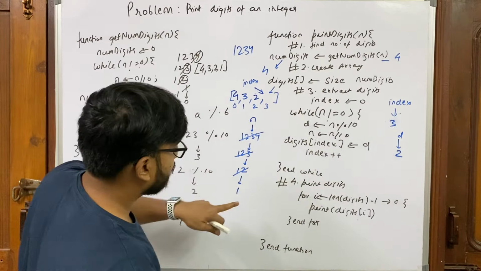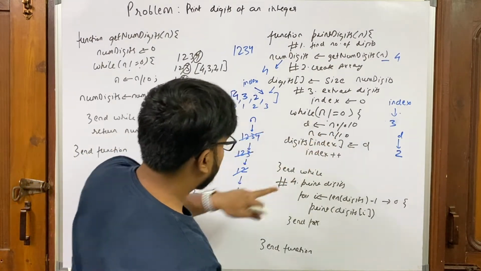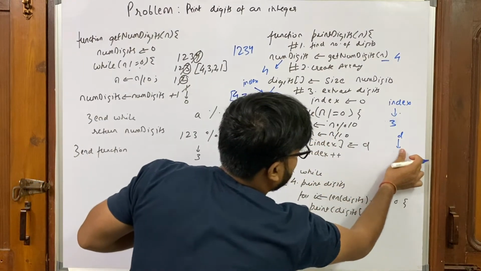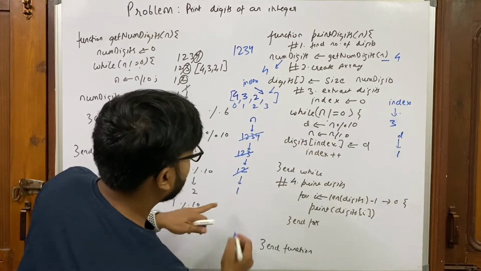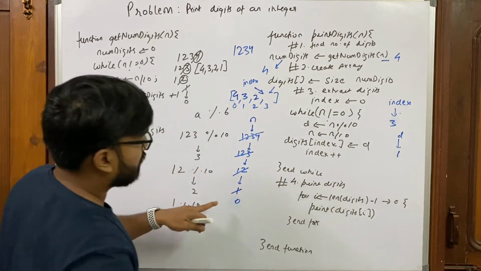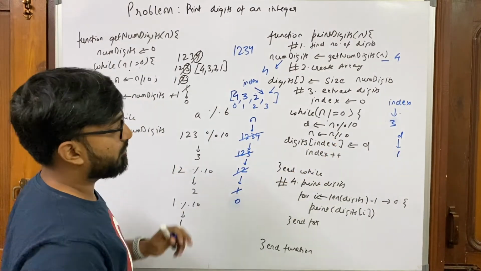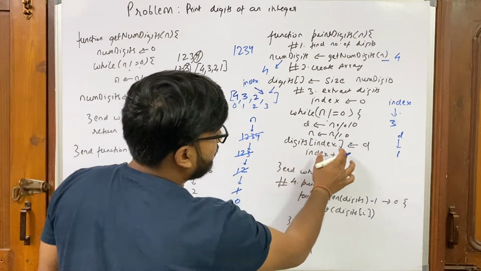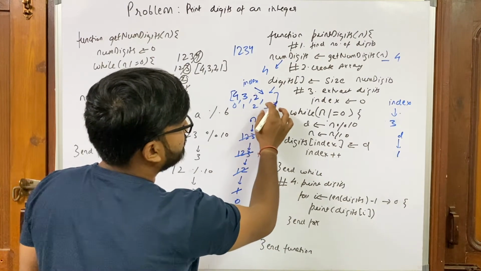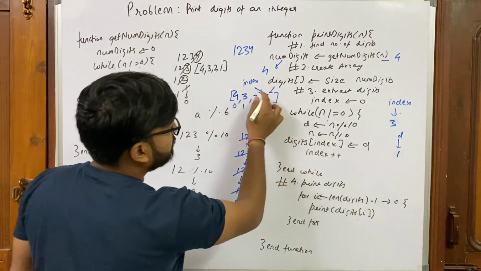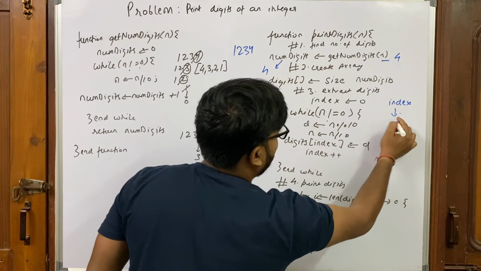N is not equal to 0. 1 is not equal to 0. D is n % 10. 1 % 10 is basically 1. N is equal to n / 10. This goes 0 because 1 divided by 10, integer division by 10, gives you 0. Digits of index is D. Digits of index is 1. Index is pointing here. Index is now 4.